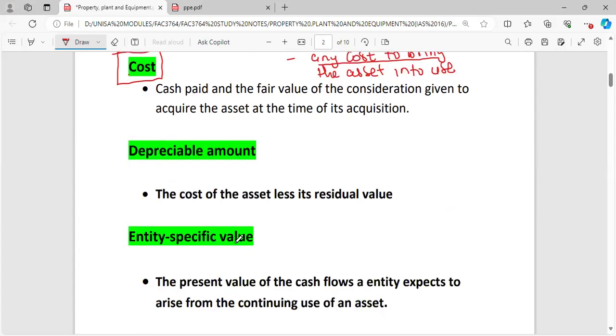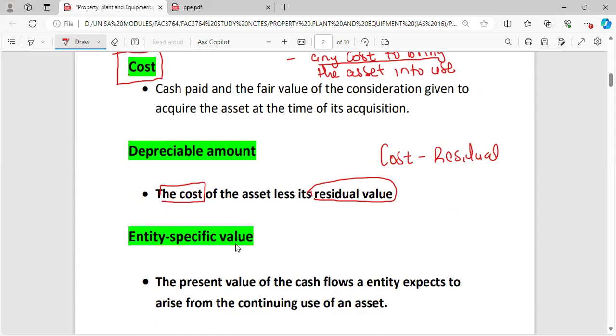Right, then depreciable amount. Once we have our cost, then we need now to look at the residual value. If in a question you are provided with the residual value of the asset, then it means you need to first deduct residual value.